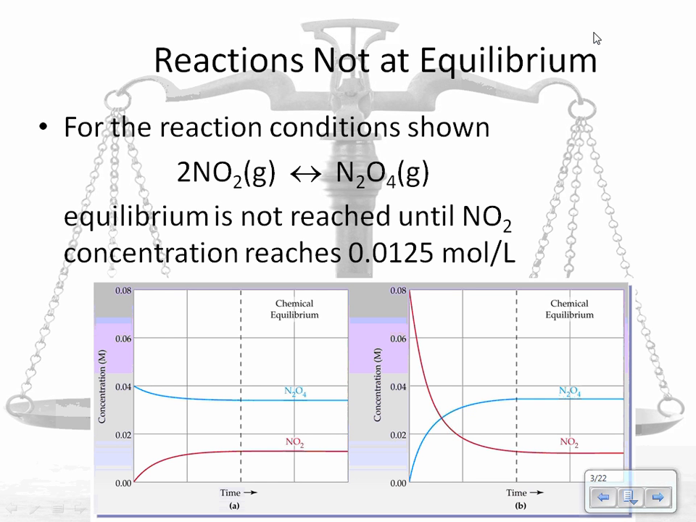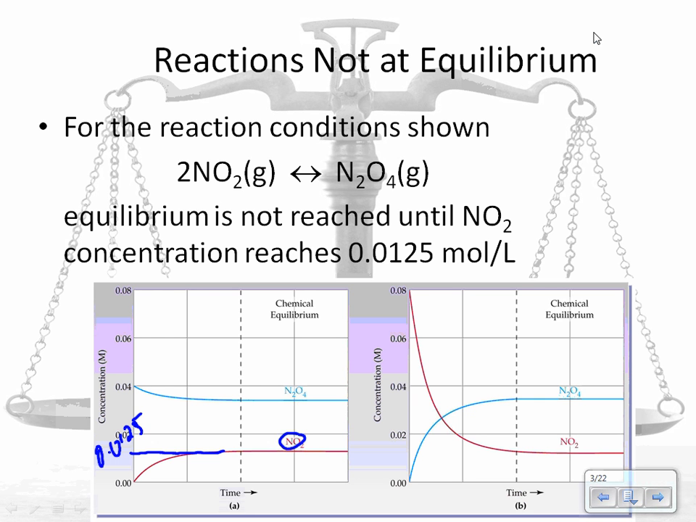So, to start off, reactions not at equilibrium. If we look at this initial reaction, 2NO2 gives you N2O4. I've used this example many times. If we look at the two graphs that I've given you, equilibrium is not reached until your NO2 concentration reaches 0.0125 moles per liter. I grabbed that number straight off the chart. So that's down here, okay?